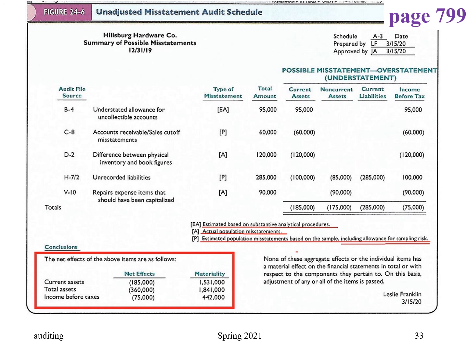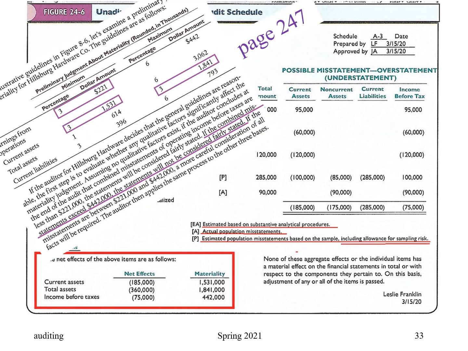Down at the bottom in the lower left-hand corner, you can see that the effect on current assets is nowhere near material. The effect on total assets is nowhere near material. The effect on income before taxes is nowhere near material. So I'm happy. Where did those materiality levels come from? If we go back to page 247, the book is really consistent with bringing this example from Hillsburg Hardware all the way through the course. So these levels of materiality were determined early in the quarter back on page 247.